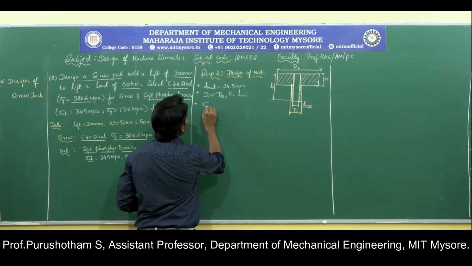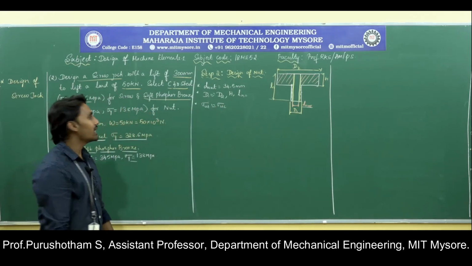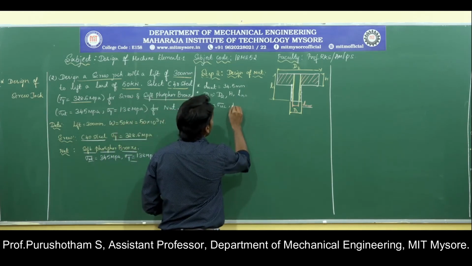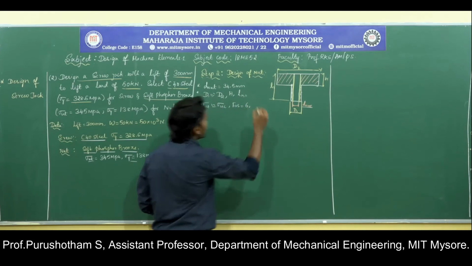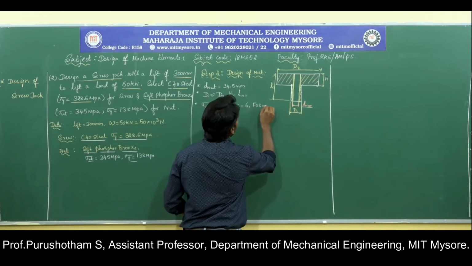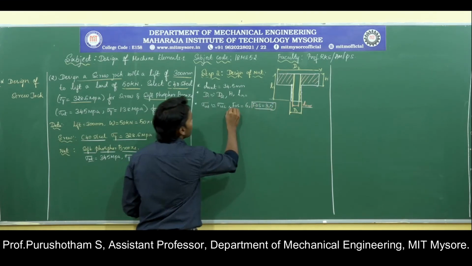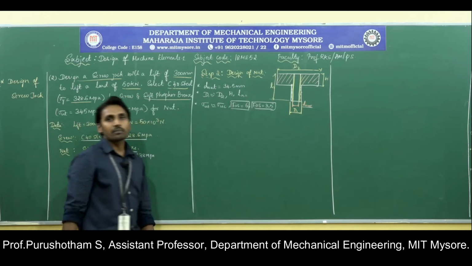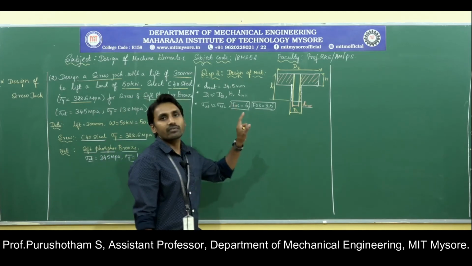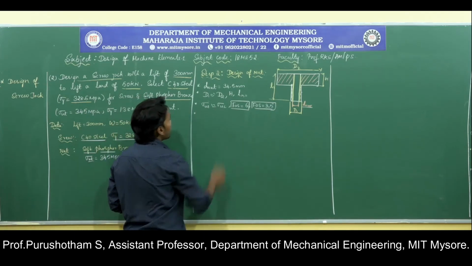Sigma ultimate in tension, in ductile material, is equal to sigma ultimate in compression as well. For the ultimate stress we are going to take a factor of safety of 6. Then for the yield stress we are going to take a factor of safety of 3.5. This is for the yield stress and this is for the ultimate stress in the nut material, because the factor of safety is not mentioned. If the factor of safety is mentioned, then we have to use that particular value only.